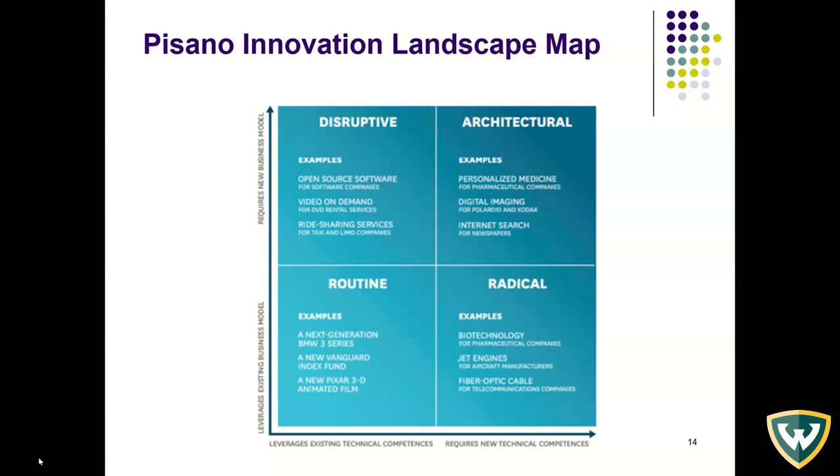And then as we move across the horizontal axis, radical innovation requires new technical competencies. So we're in the R&D process. We're looking for new ways of doing something. So the examples: biotechnology, for pharmaceutical companies. We talked about this in the last video. We're moving from chemical substances into biotechnology. Jet engines for aircraft manufacturers, fiber optic cables for telecommunications companies. So it requires a different type of technology.